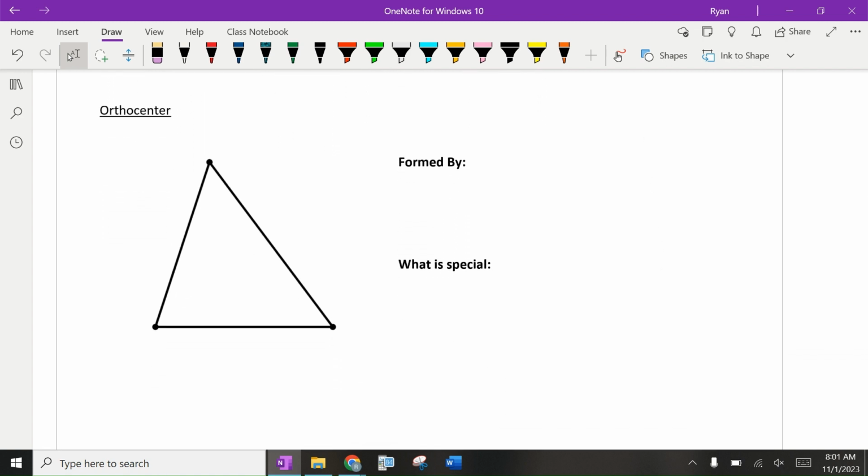The altitudes are the segments. The point is called the orthocenter. The orthocenter is formed where the altitudes of a triangle all intersect.